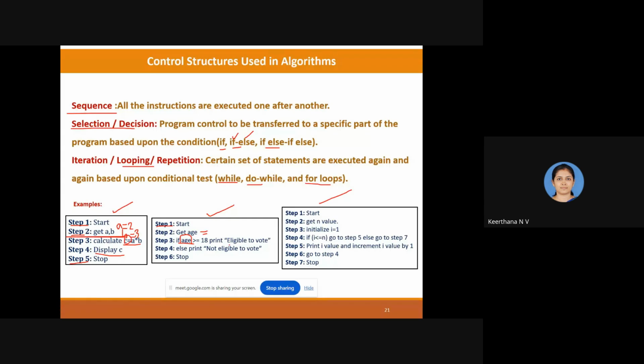Here you are taking a decision whether the person is eligible to vote or not. So this is an algorithm for a program of decision statements.